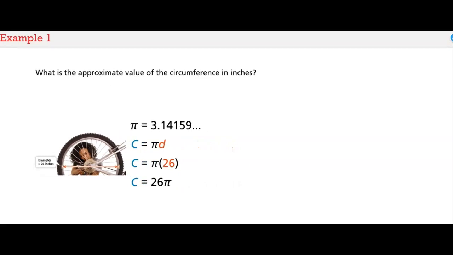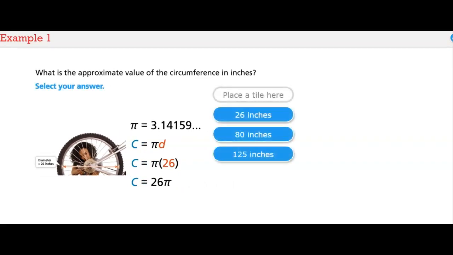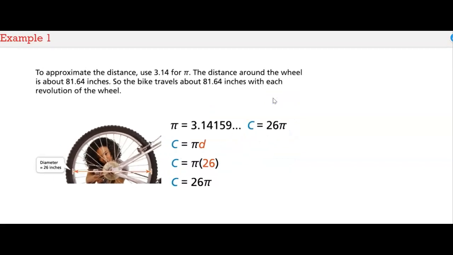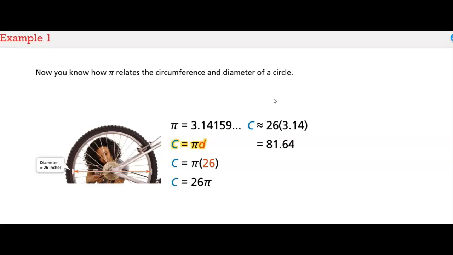What is the approximate value of the circumference in inches? Select your answer. To approximate the distance, use 3.14 for pi. The distance around the wheel is about 81.64 inches, so the bike travels about this distance with each revolution of the wheel. Now you know how pi relates the circumference and the diameter of a circle.